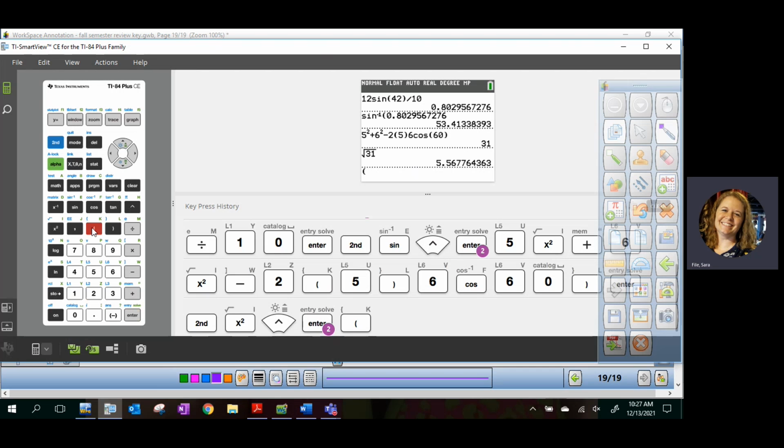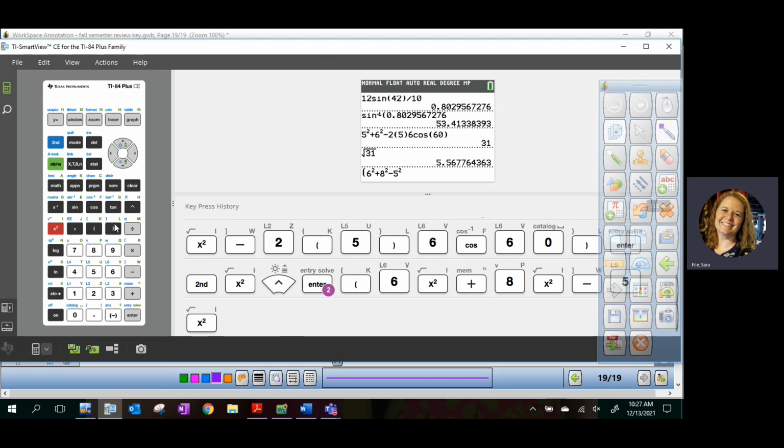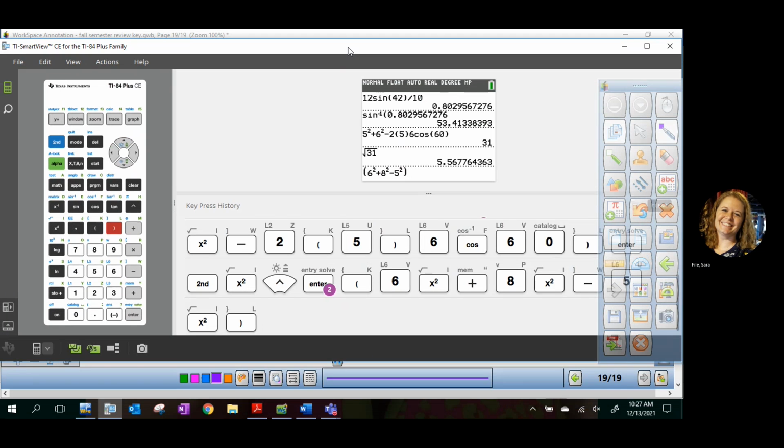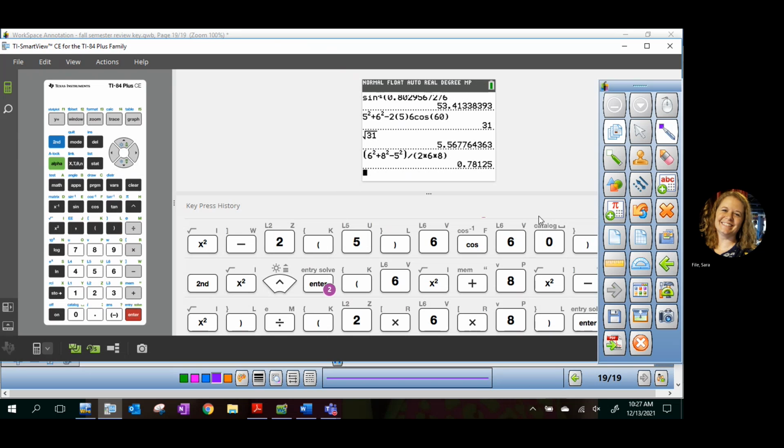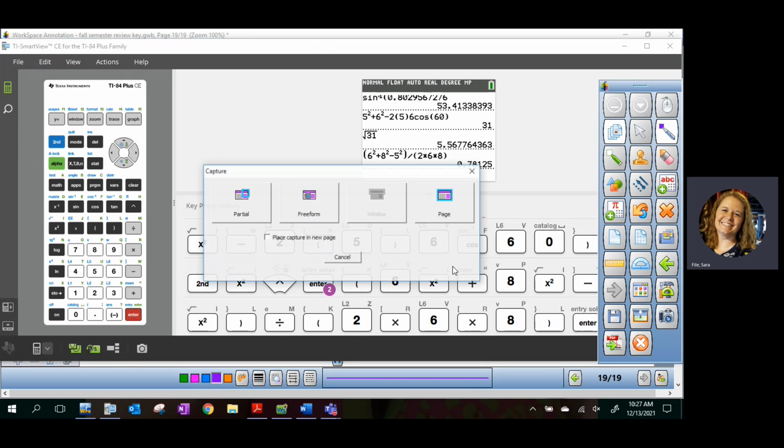So I'm going to do parenthesis 6 squared plus 8 squared minus 5 squared. Those are the right numbers, right? 6, 8, and 5. Yeah. Okay, close parenthesis, divided by new parenthesis for the denominator, 2 times 6 times 8, close parenthesis. So that's it. That's our answer.